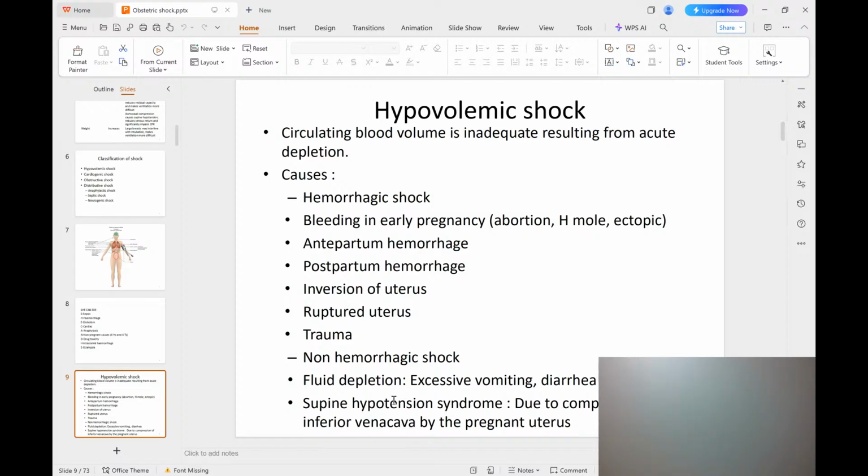The causes of hypovolemic shock will be hemorrhagic and non-hemorrhagic. In hemorrhagic causes, there is excessive bleeding or blood loss in early pregnancy, like abortion and small ectopic, antepartum hemorrhage, postpartum hemorrhage, inversion of uterus, ruptured uterus, and trauma. And in non-hemorrhagic causes, there will be fluid loss, like excessive vomiting, diarrhea, and supine hypotension syndrome due to compression of the inferior vena cava by the pregnant uterus.